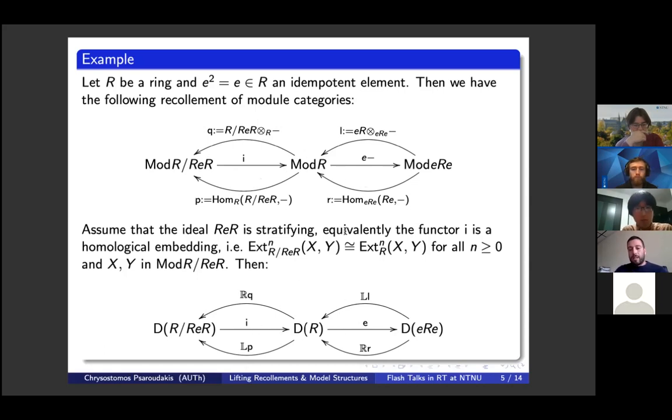Now the point is that you can derive the right-hand side with no conditions, but to show that on the left-hand side you get the derived category of this ring, you want this assumption. So the aim of this talk is to try to understand this type of phenomenon in recollements of general abelian categories using Quillen model structures.